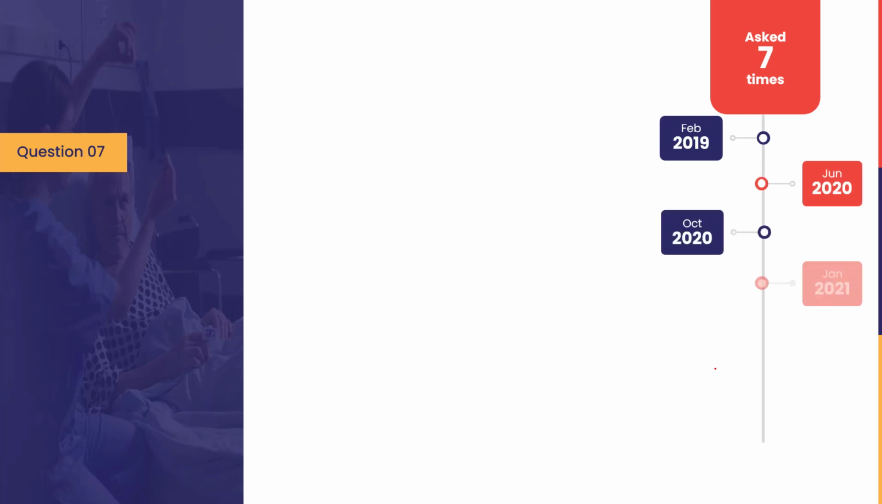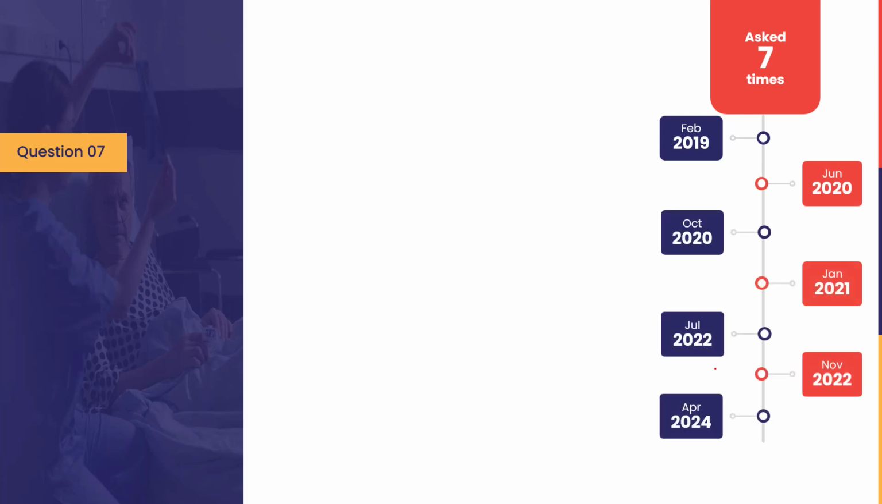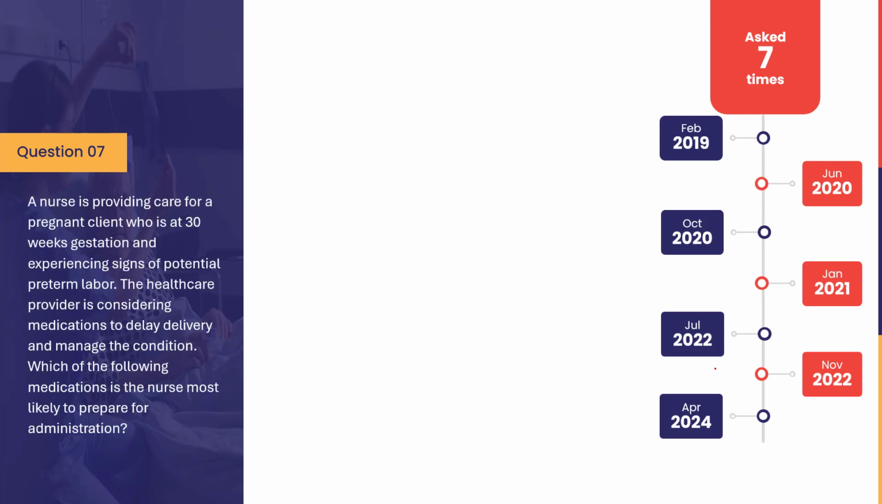This preterm labor medication question has been asked 7 times in the last 5 years and is highly relevant for exam preparation. A nurse is providing care for a pregnant client who is at 30 weeks gestation and experiencing signs of potential preterm labor. The healthcare provider is considering medications to delay delivery and manage the condition. Which of the following medications is the nurse most likely to prepare for administration?